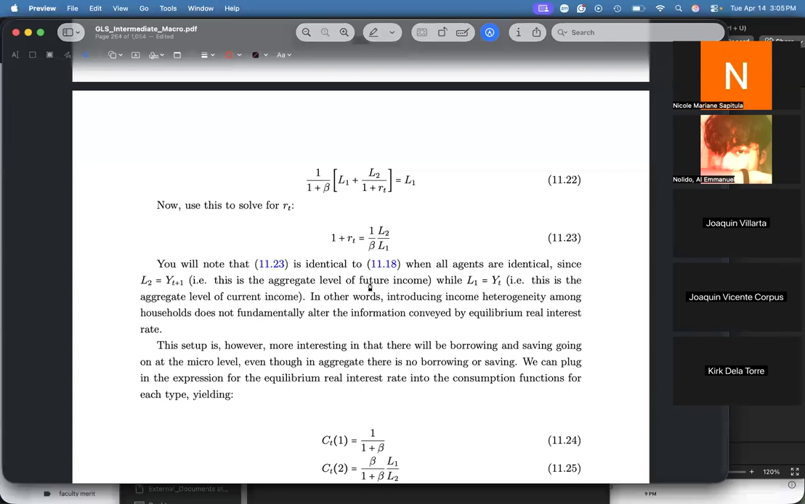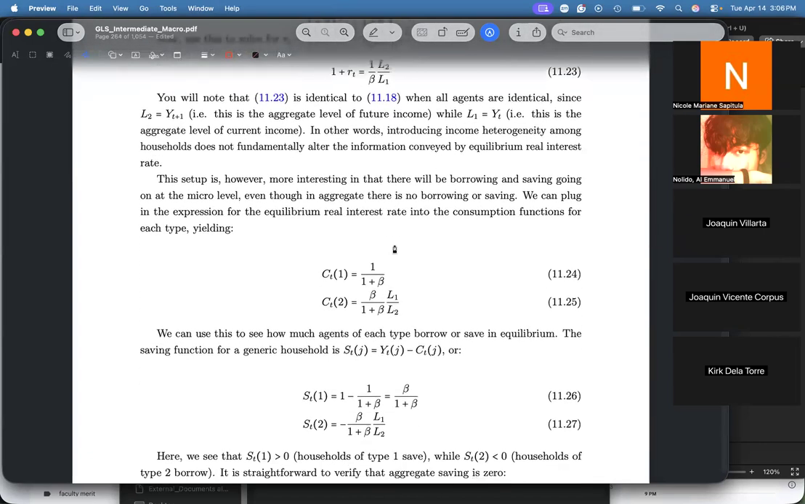You will note that 11.23 is identical to 11.18 when all agents are identical, since L2 is literally YT plus 1. So this is your income in the future. And 11.18, just palitan mo lang yung L2 with YT plus 1, and then ito L1 with YT. Okay. So it's still gonna be an IS curve, but this time it's gonna have L here, right? Because L1 is basically the income today. And the only people with income, like we said, are agent 1.